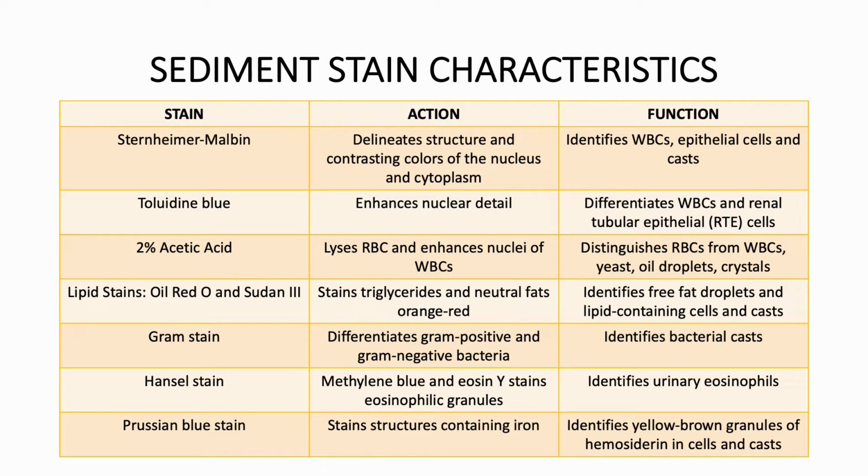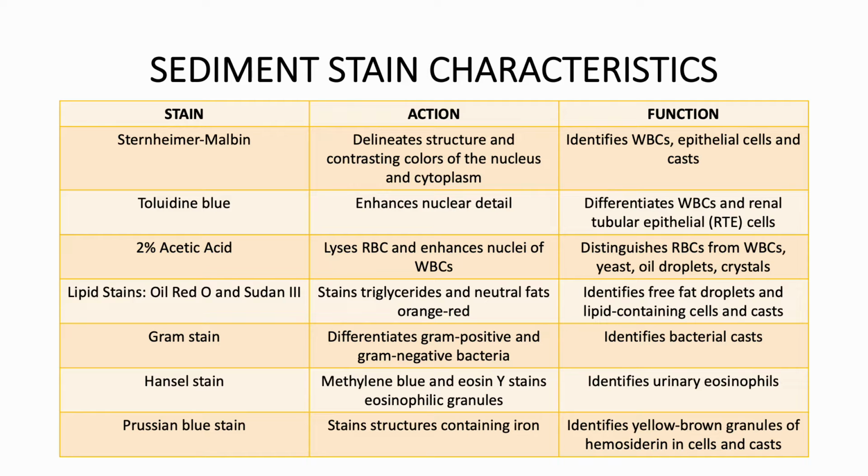So there are different urinary sediment special stains that help in identification of such sediments that are difficult to characterize. So we have the Sternheimer-Malbin, toluidine blue, and acetic acid. They help in delineation of the structure of the nuclei and the cytoplasm. They enhance the nuclear detail of the cells that allows identification of the WBCs from the epithelial cells and the casts. There are lipid stains such as oil red O and Sudan III that stain the triglycerides and neutral fats orange-red to be able to identify free fat droplets and lipid-containing cells in casts.